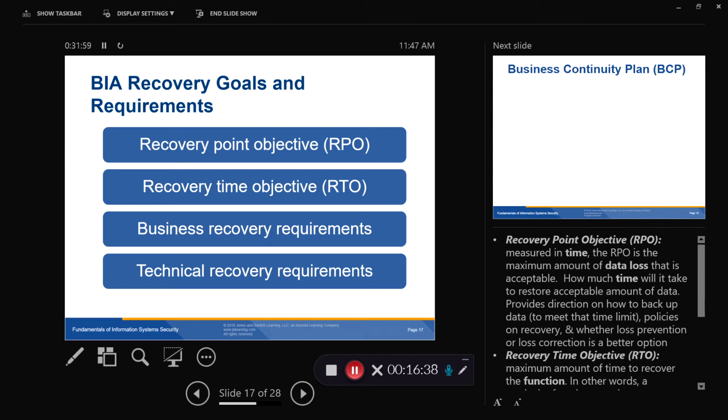It provides direction on how to back up data to meet that time limit, policies on recovery, and whether loss prevention or loss correction is a better option. And the best example, and I give this when I teach this face to face, so I'm going to go through it here. When I worked at Savannah Foods and Industries, we had a head crash. We lost basically access to our data. This was on a Wednesday morning.